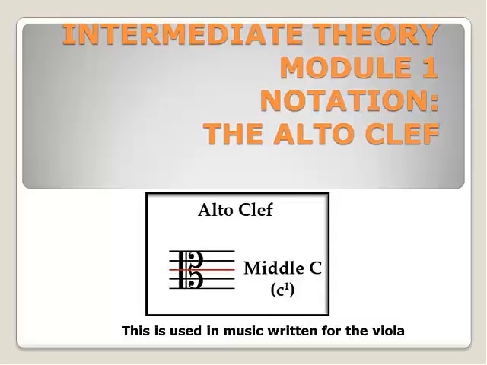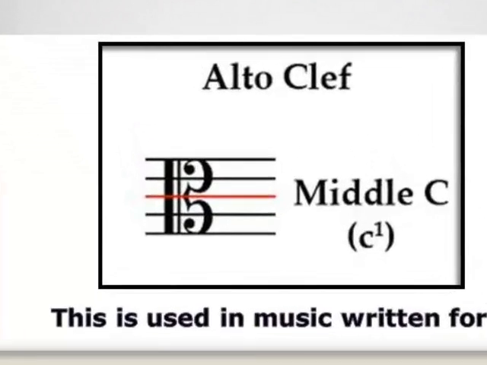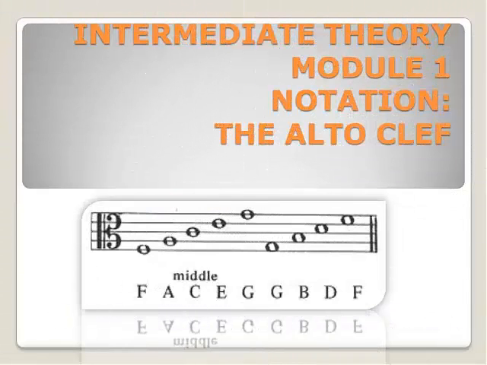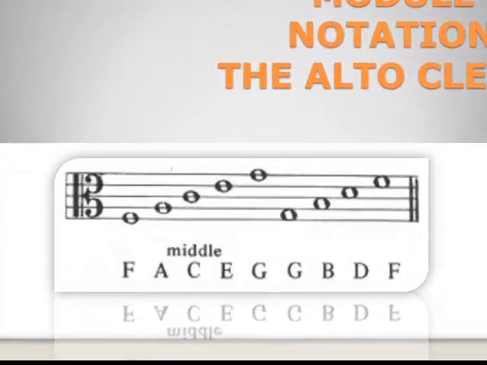Middle C is the third line. See how the circles of the alto clef outline that third line, or middle C. Music that's written for the viola uses the alto clef. Here's all of the notes on the alto clef staff.